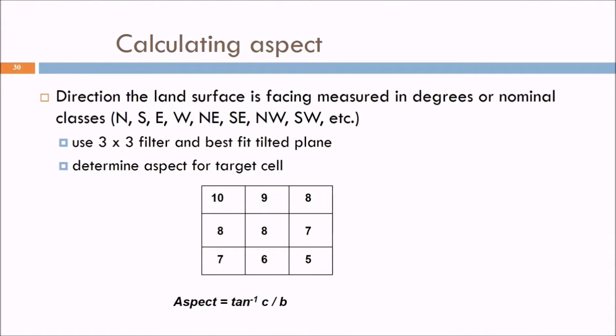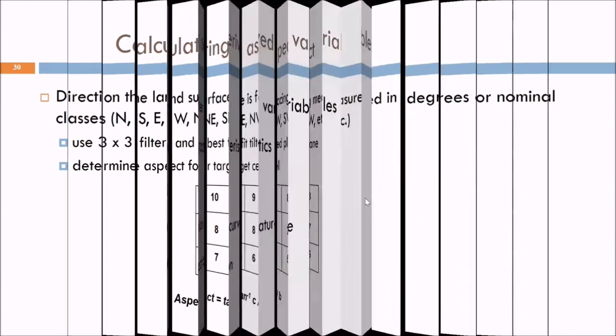And how to calculate the aspect? What is aspect? The direction the land surface is facing, measured in degrees or nominal values: north, south, east, west, northeast, southeast, northwest, southwest. So we use again a 3x3 filter and we find the best fit tilted plane, and we determine the aspect for the targeted cell, which is given by tan inverse of c by b.